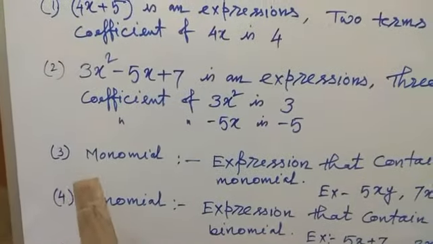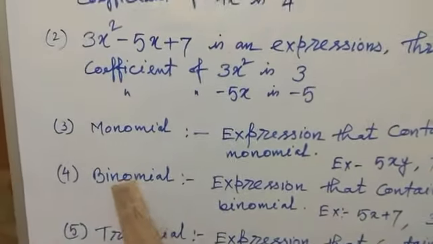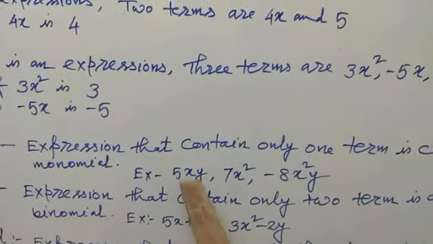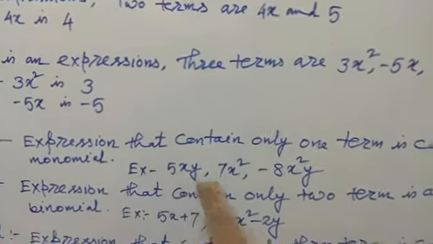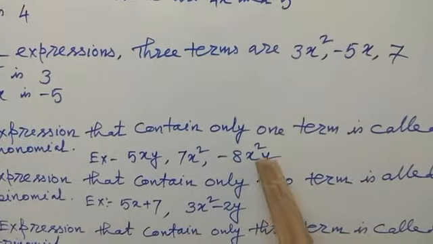Next, monomial. What is a monomial? An expression that contains only one term is called a monomial. Example, 5xy, a single term, so it is a monomial. It is also an algebraic expression. 7x square is a monomial. Minus 8x square y is also a monomial.